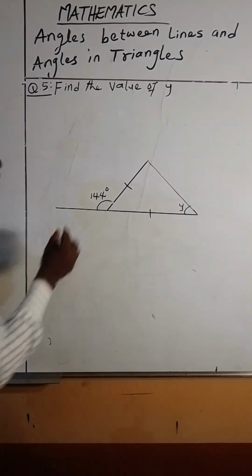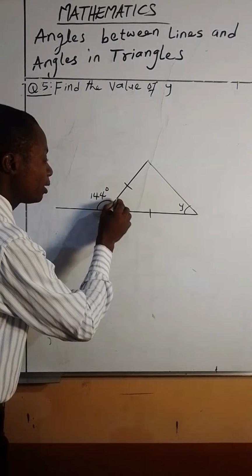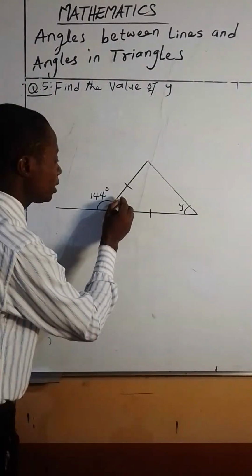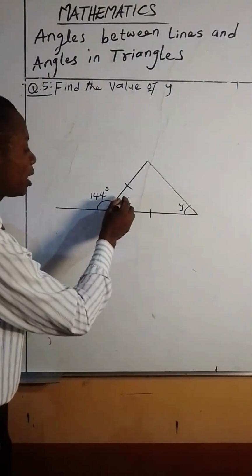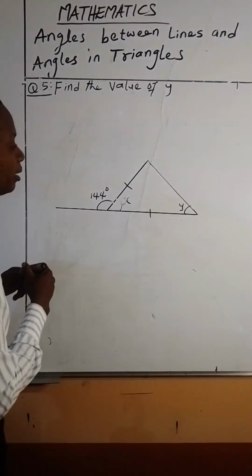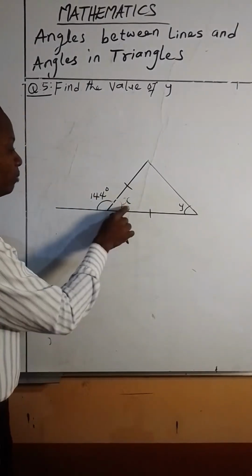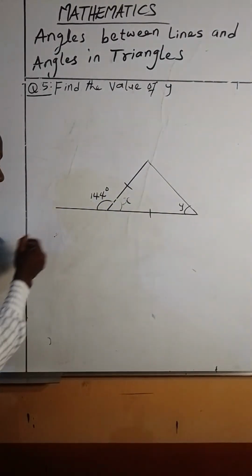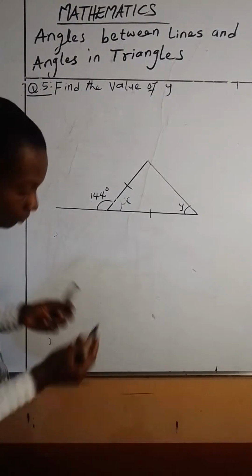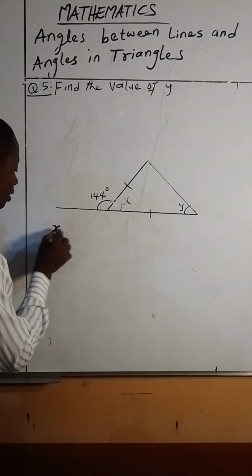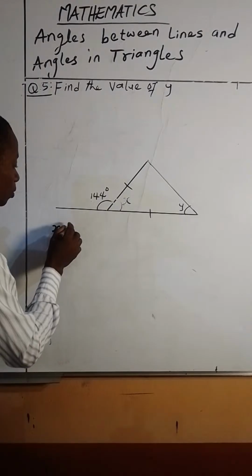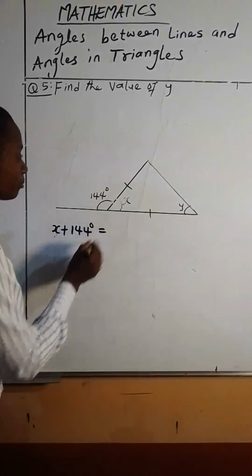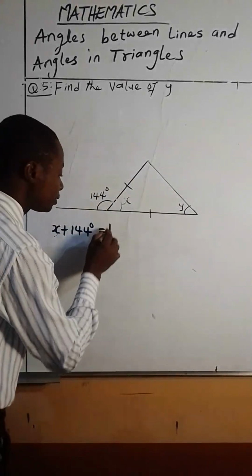So I'm going to rename here. I will name this angle, naming angle. Since here is y, I'll name here to be x. So let me name it here plus here: x plus 144 degrees equals 180 degrees.